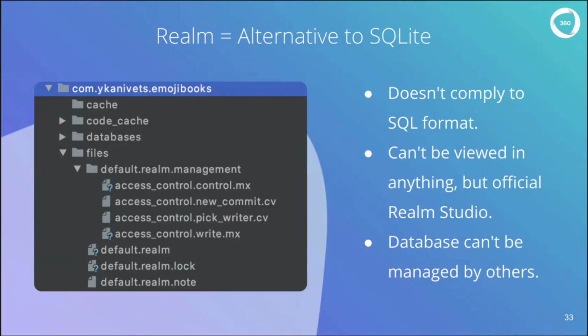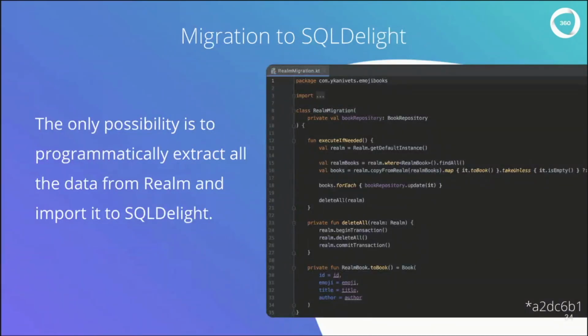Realm database in Android Studio. There is one main database file, which is called default Realm, and many optional ones which can be actually dropped. Unfortunately, there is no way to reuse the Realm database with SQLDelight.